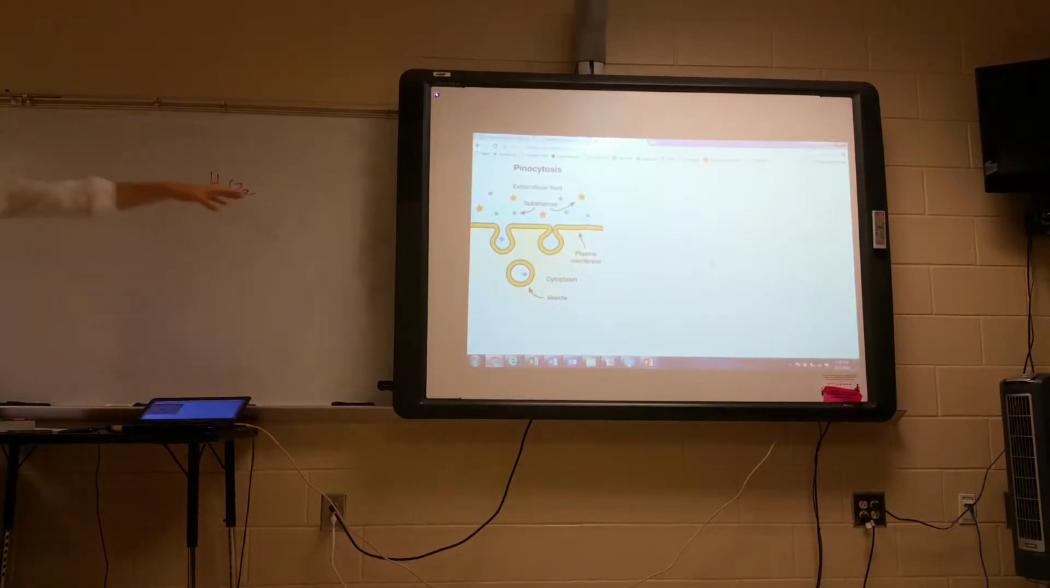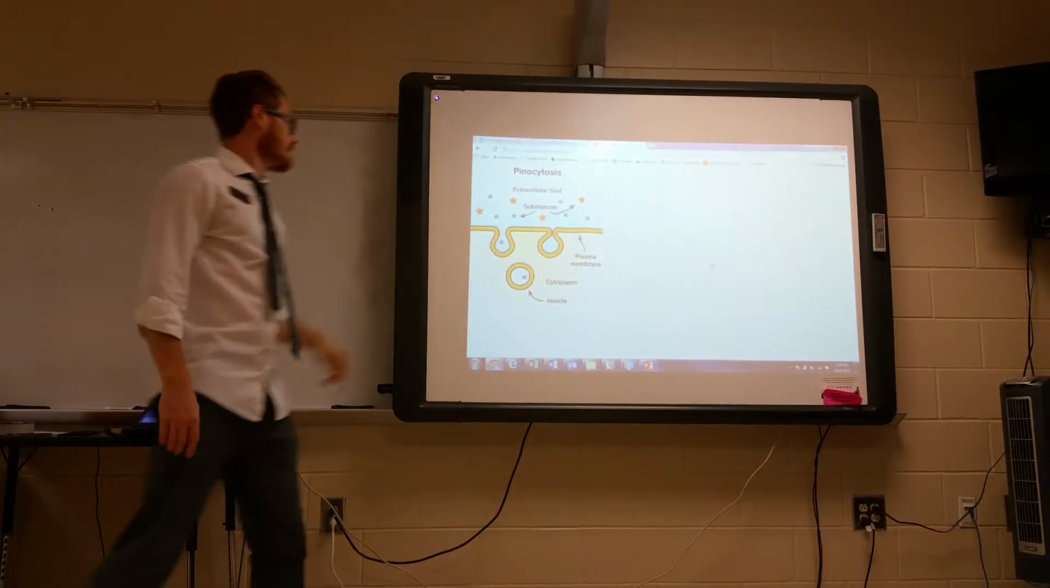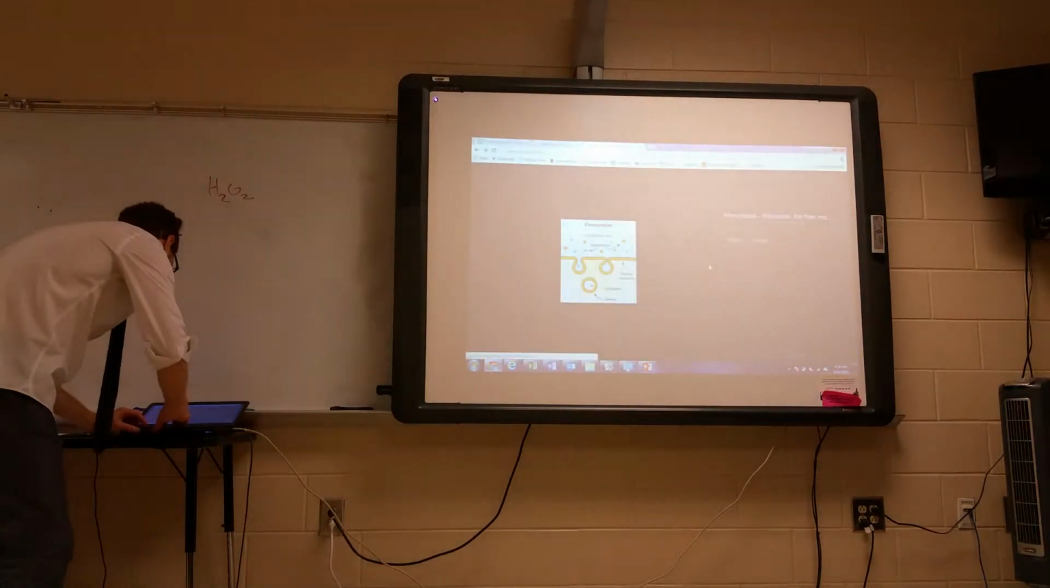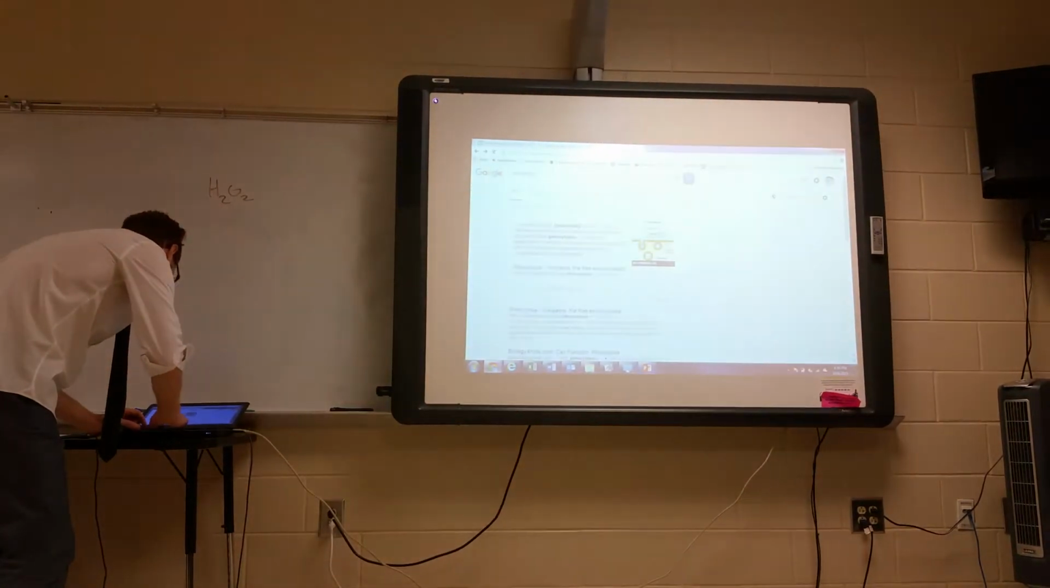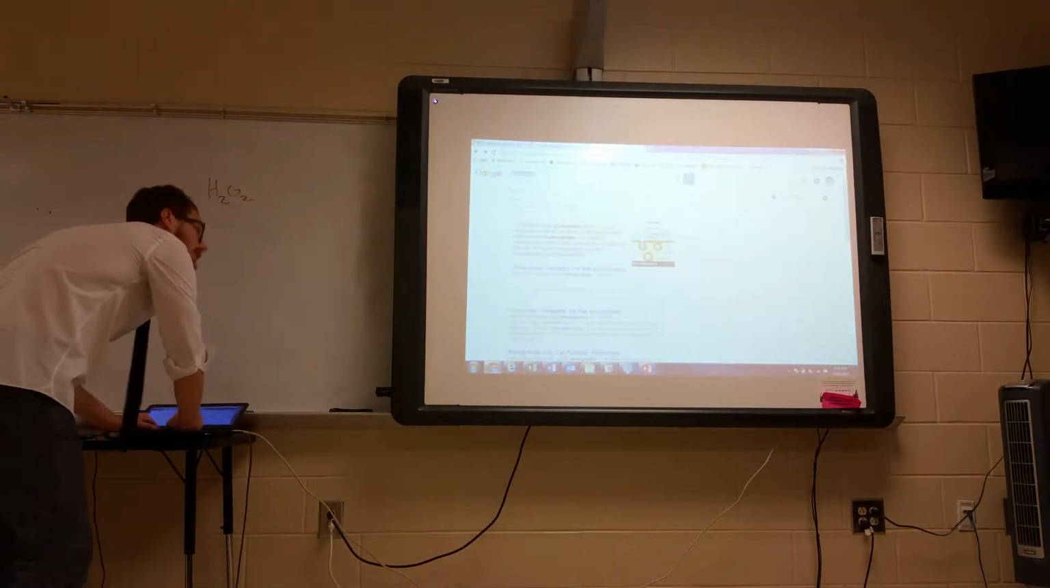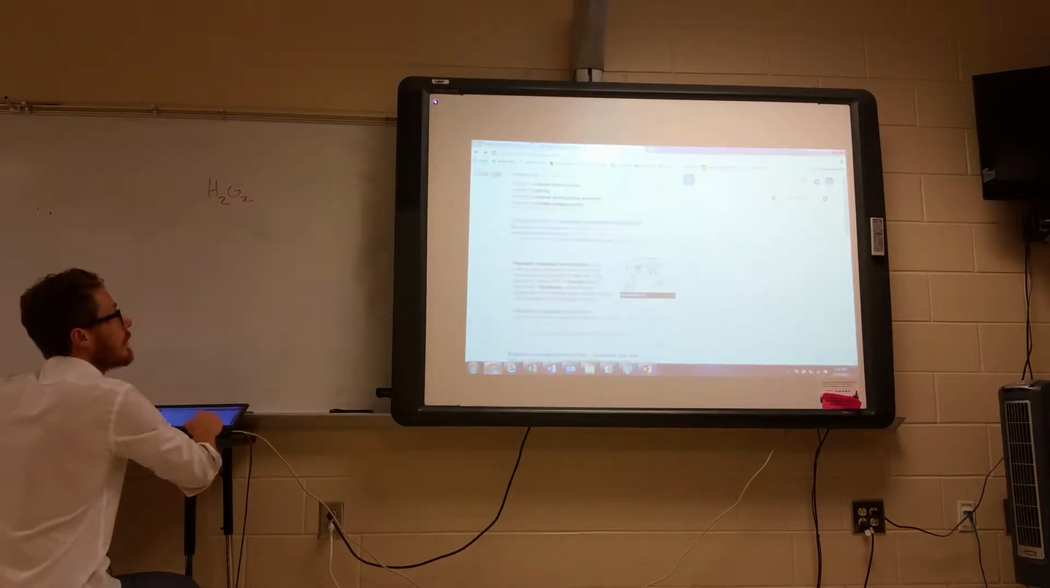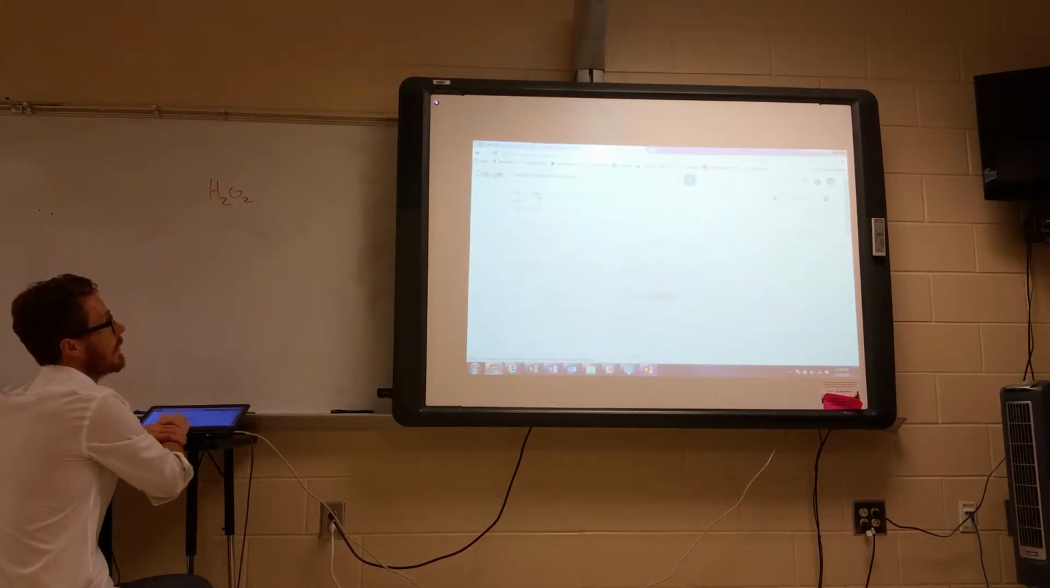Stuff dissolved in water. That's pinocytosis. And then receptor-mediated endocytosis looks like this. I know that they've got a picture of it in your book. I just don't know why it's not included in the PowerPoint.